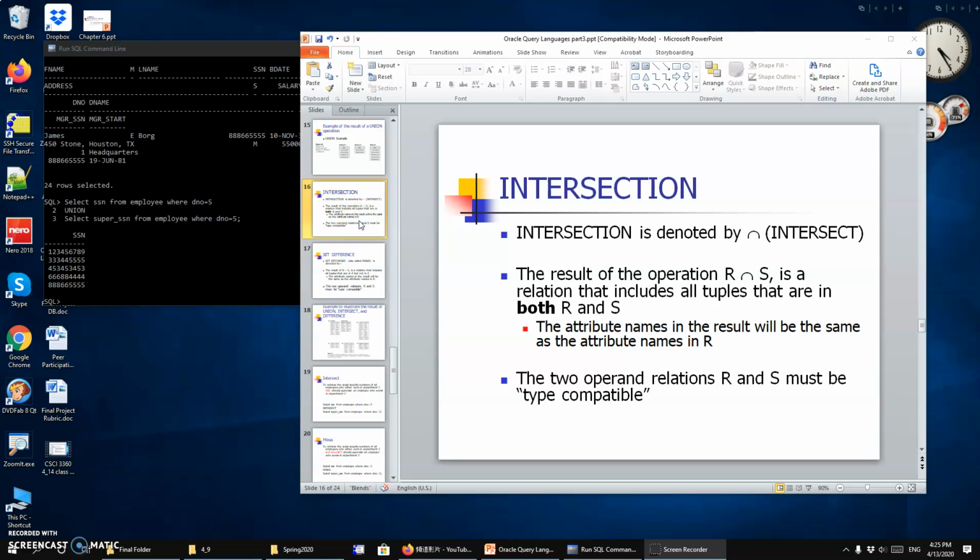So after the union, let's take a look at the intersection. Intersection is denoted by the set theory operation intersection or intersect, used as the reserved word in Oracle. The result of R intersect S is a relation that includes all tuples that are in both R and S, just like our intersection discussed in mathematics. The two operand relations R and S must be type compatible and have the same number of attributes. So that's going to be a very important thing.